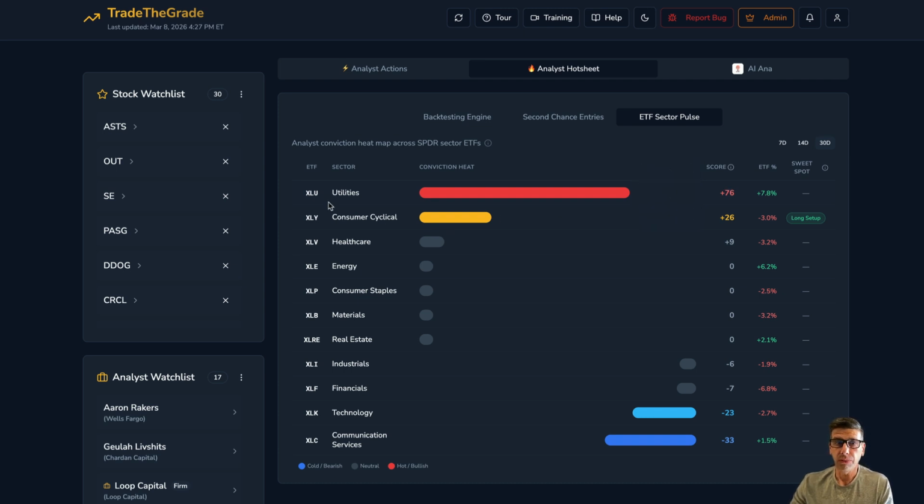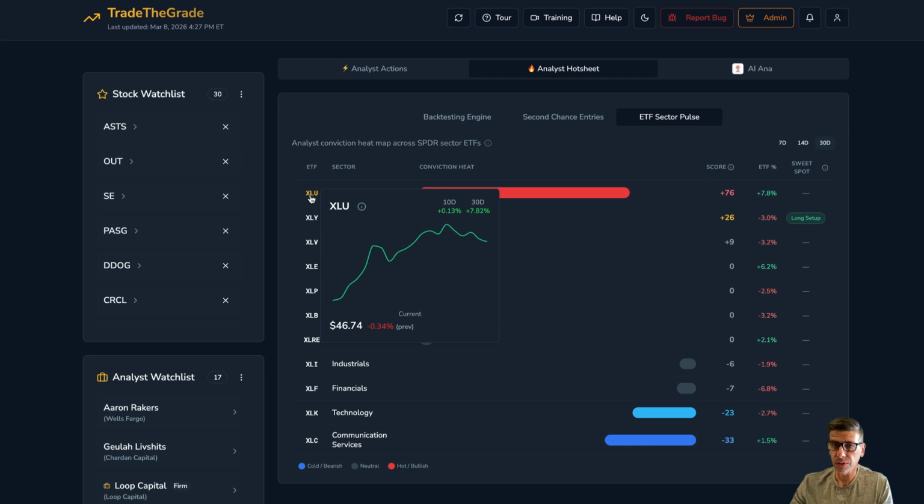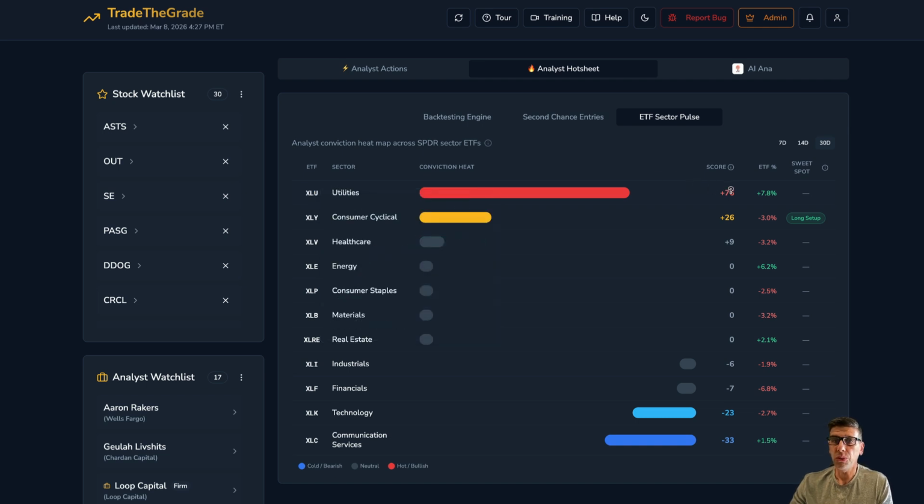And right over here, remember you can hover over the ticker to see a 30-day price graph. If you hover over the score, it's going to show you the amount of analyst actions and whether or not they were bullish or bearish. Obviously, an upgrade is bullish and a downgrade is bearish, and so on and so forth. And the highest score is XLU.